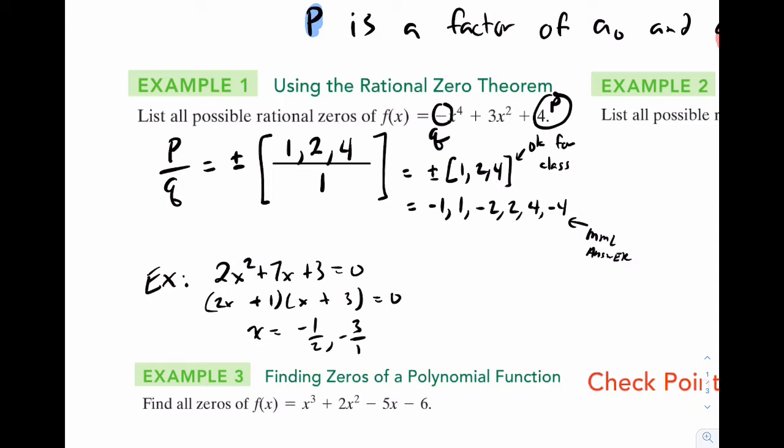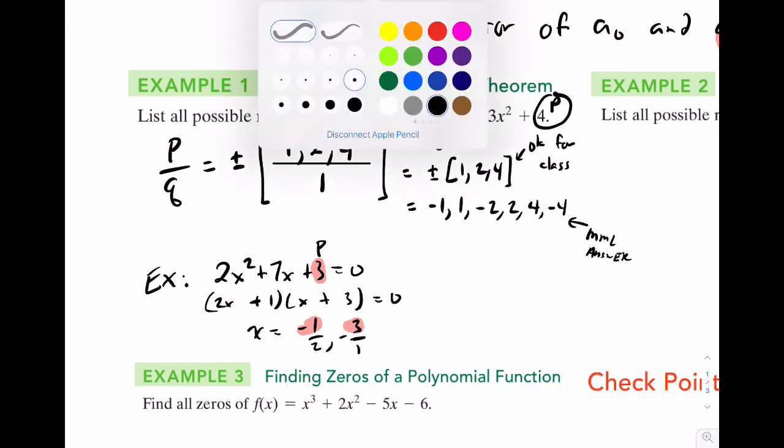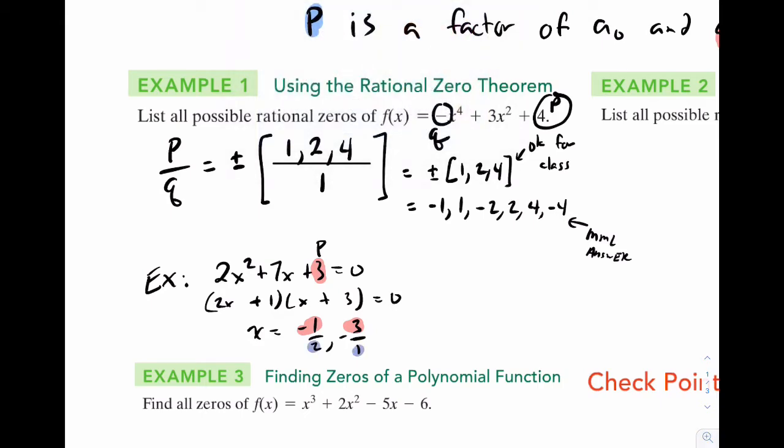Notice how the numerators, 1 and 3, are related to this. That's your p. That's all the possible factors of 3. And your denominators, 2 and 1, are coming from right there. That's your q. So this theorem is just a fancy way of saying if something is factorable, the zeros have to be composed of factors of this last number over the first number. And that's all we're really doing.